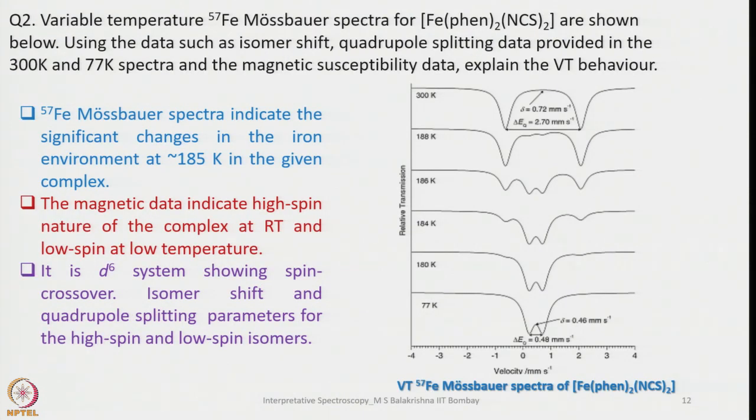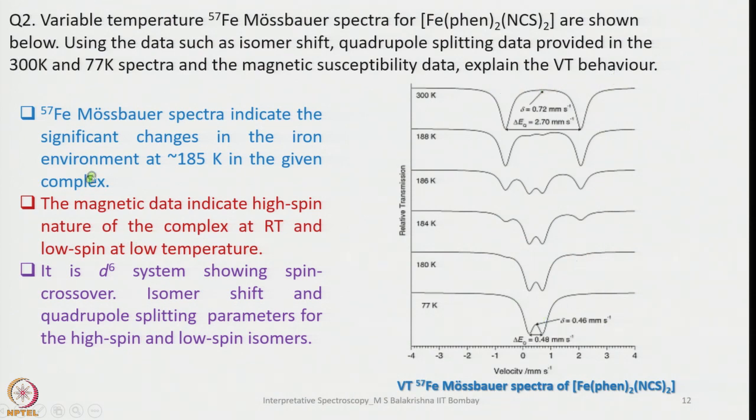There is one more question here. Variable temperature 57Fe Mössbauer spectra of this phenanthroline complex are given here, with two NCS thiocyanate ligands and two phenanthroline bidentate ligands. Iron is in octahedral geometry, as shown below. Variable temperature, starting from 77K to 300K. Using the data such as isomer shift and quadrupole splitting provided in the 300K and 77K spectra, and the magnetic susceptibility data, explain the variable temperature behavior.